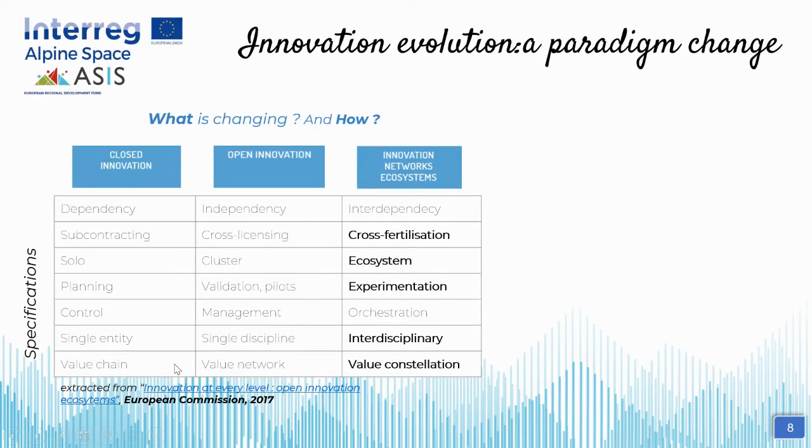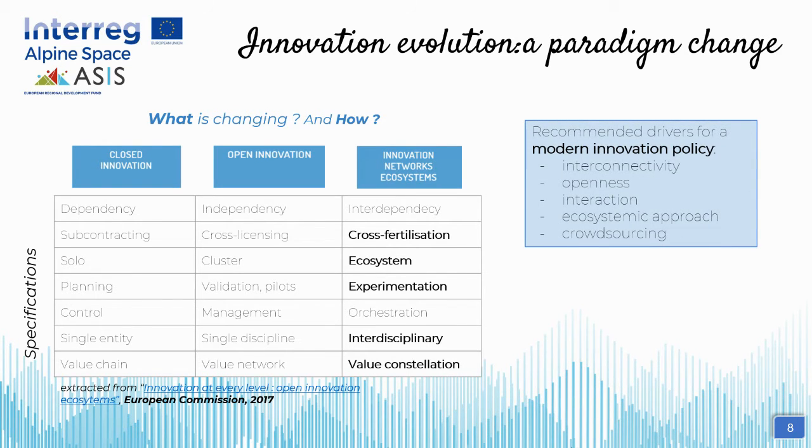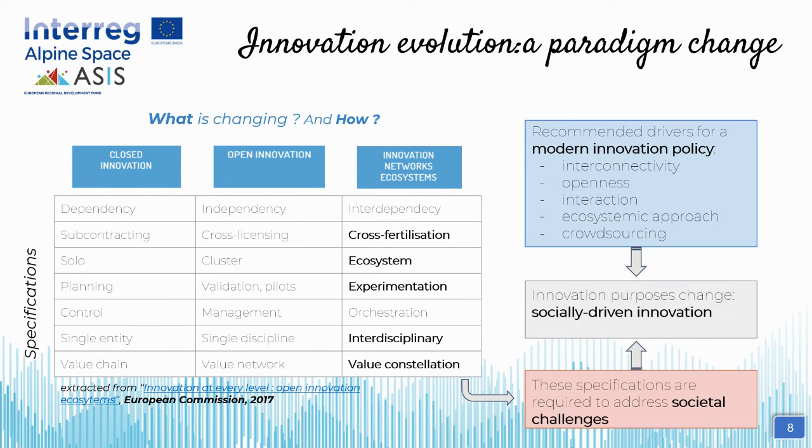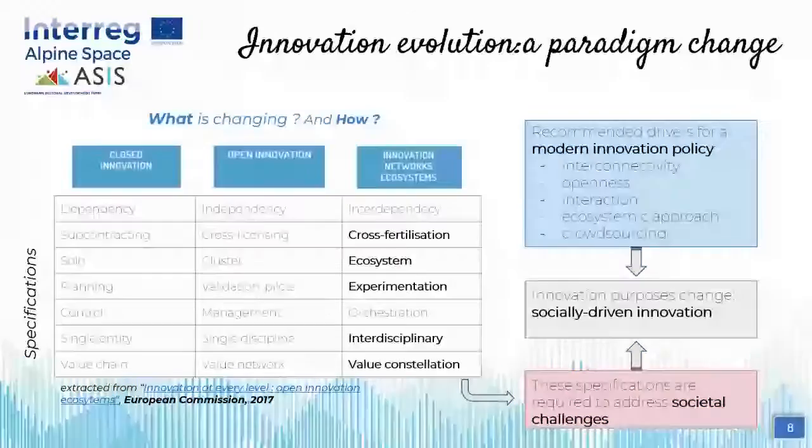Another example on the last line, value chain concept is replaced by value network and then value constellation. It's interesting to note that recommended drivers for a modern innovation policy are interconnectivity, openness, interaction, ecosystemic approach, crowdsourcing. The same specifications are required to address societal challenges. Innovation purposes are changing. This is called socially driven innovation.